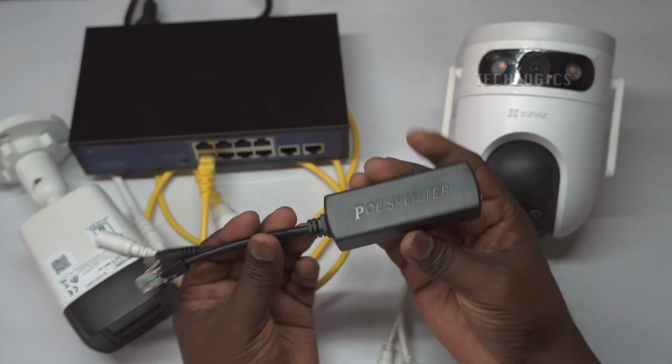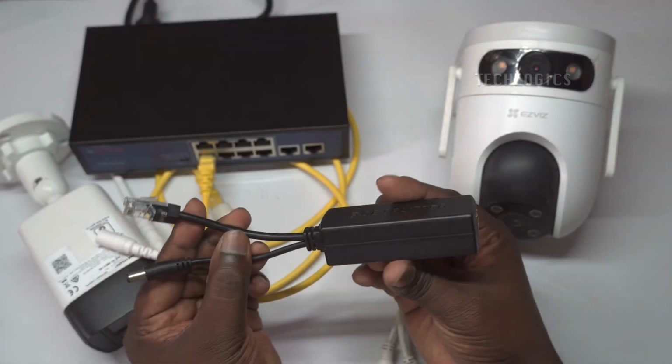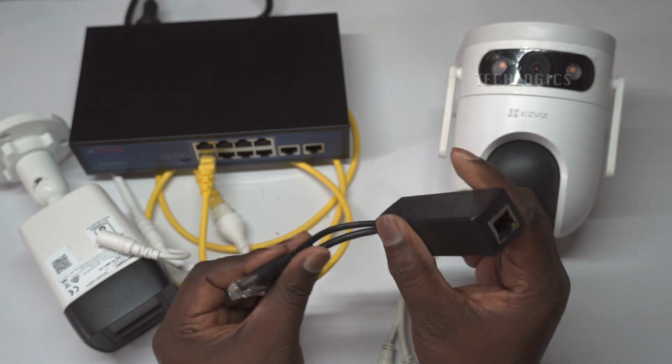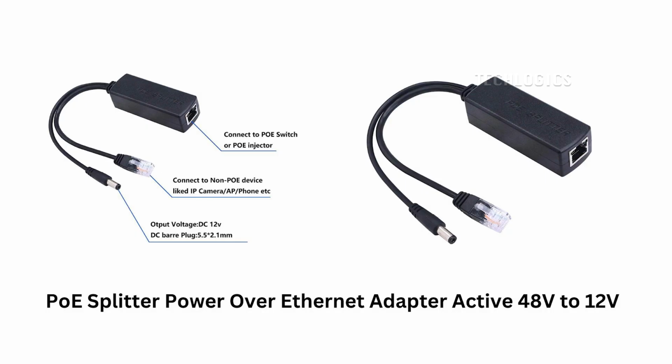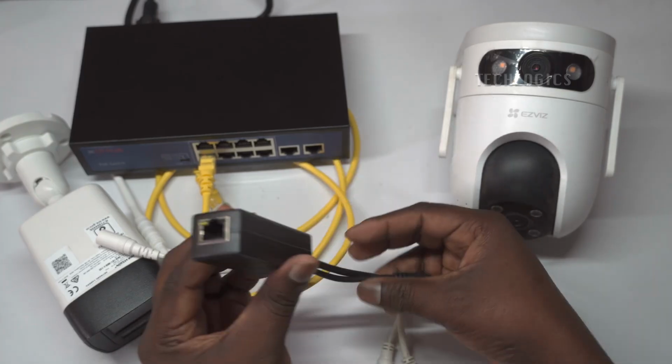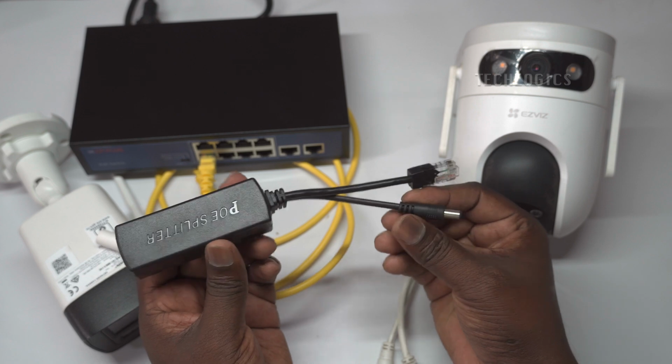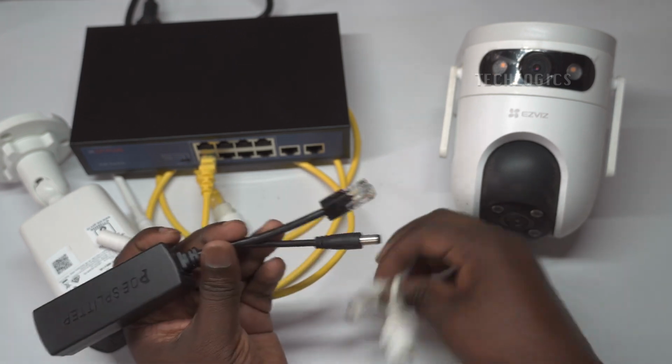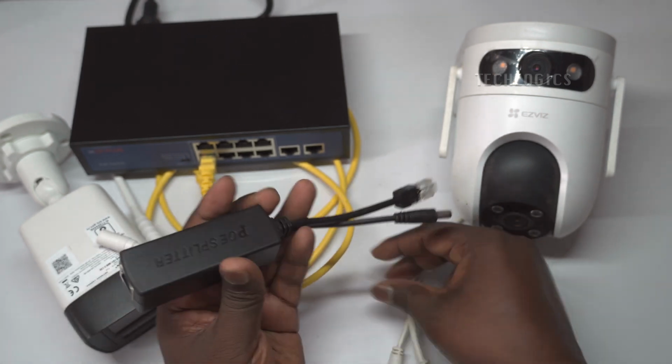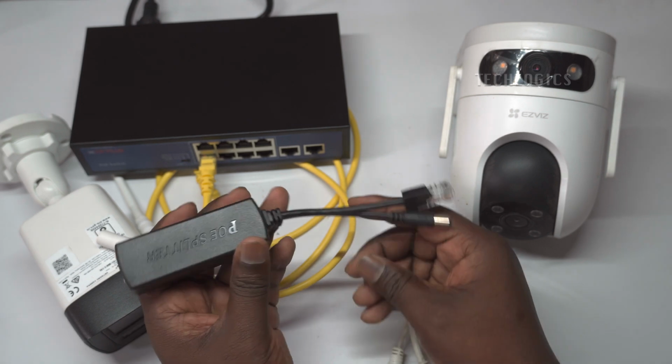Let's understand this accessory. A PoE, Power over Ethernet, splitter is a device that separates data and power from a single Ethernet cable coming from a PoE-enabled switch or injector. It converts the incoming 48V power to a lower voltage, commonly 12V, and provides two outputs, one Ethernet port for data connectivity and one DC output jack for powering devices.